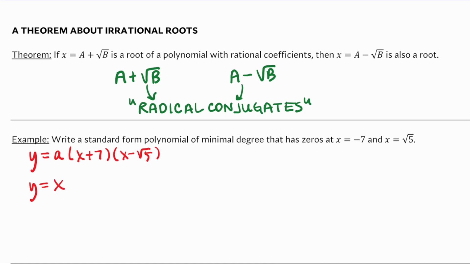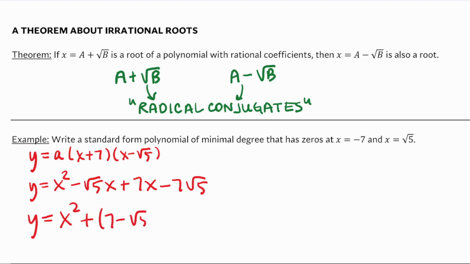X times x is x squared. On the outside, I have minus square root of 5x. On the inside, I have plus 7x. And the last would be minus 7 square root of 5. I guess we just had to write it in officially approved standard form. I might call that x squared plus 7 minus the square root of 5 times x minus 7 times the square root of 5. But that's a standard form polynomial of minimal degree.